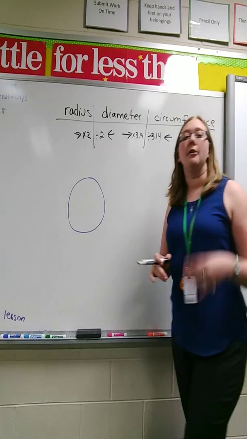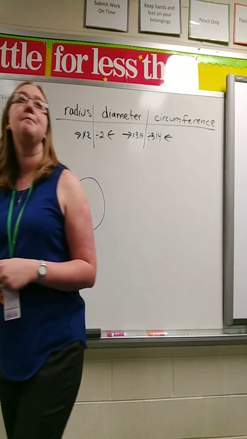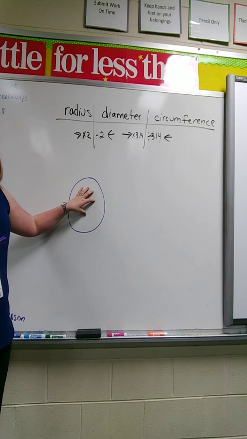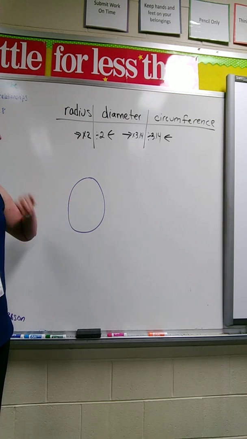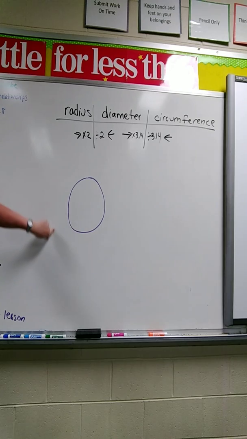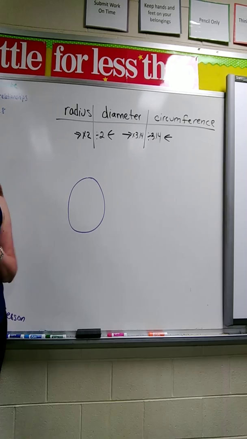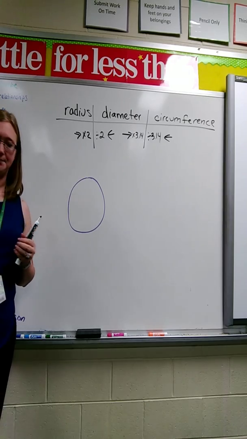When we look for the area, we're looking for the amount of space that this circle takes up. So the circumference tells us how far around the outside is. That's a single distance. When I look at area, I want to know how much space this takes up. That means that I'm looking in 2 dimensions.